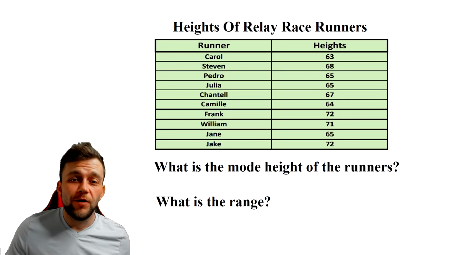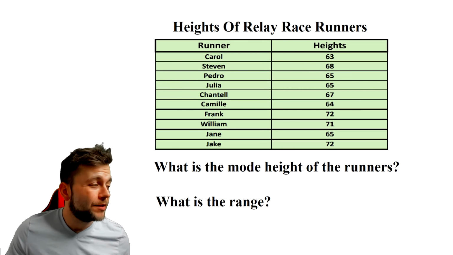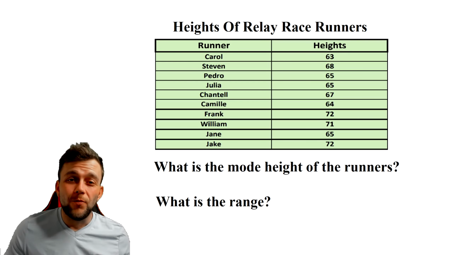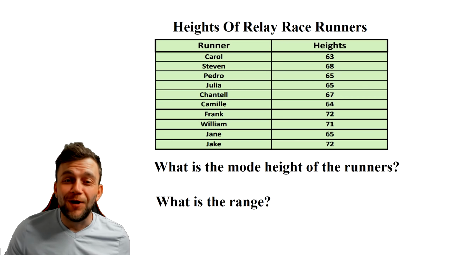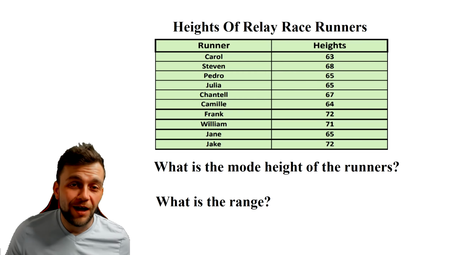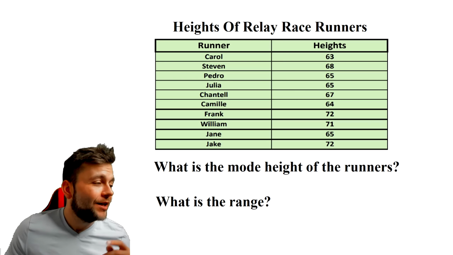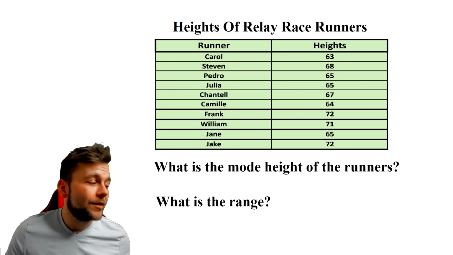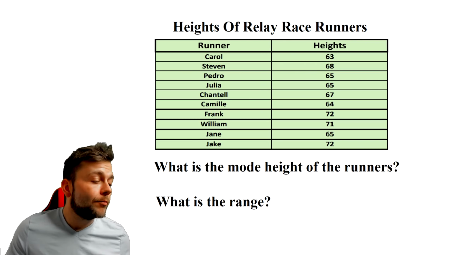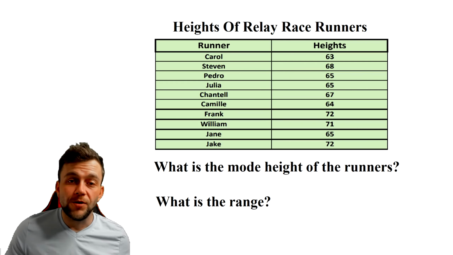All right, so here we have a table. Always read the title of your tables. So here it says heights of relay race runners. And it has a list of names and a list of heights. We don't know whether it's in inches or what. I could only assume it's in inches because any other unit is going to be a little bit odd for any type of runners. However, it's always good to check. So our first question that we have is, what is the mode height of the runners?